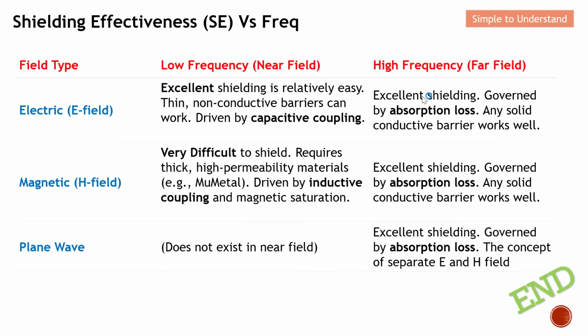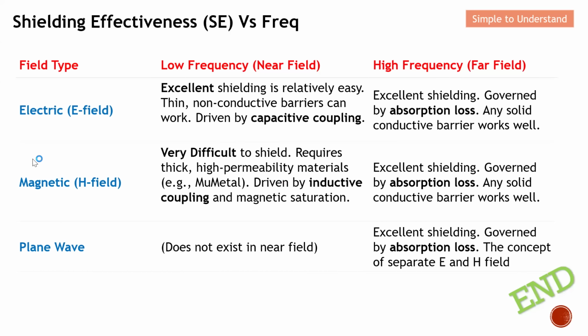They will be governed by absorption loss. If you still remember, for low frequency, reflection will be effective. For high frequency, absorption will be effective. As for the magnetic field at low frequency, it is always very challenging, very difficult to shield. As I mentioned earlier, you need to consider mu metal. This is driven by inductive coupling and magnetic shielding, so this will be a key concern.